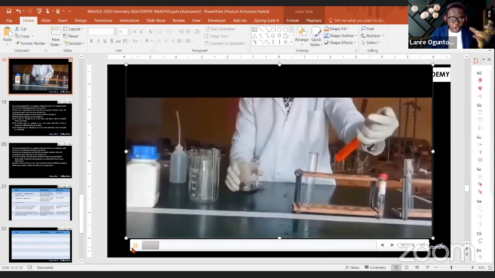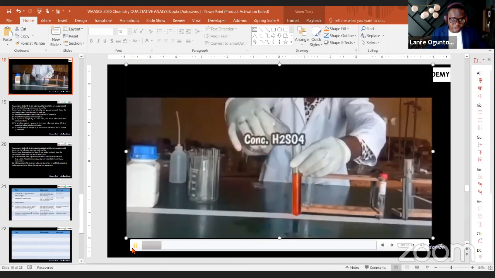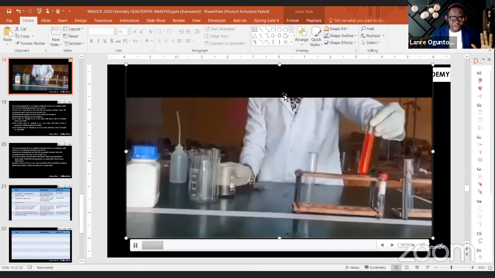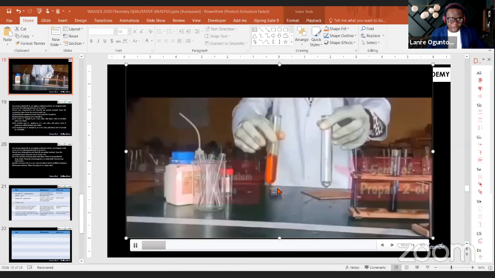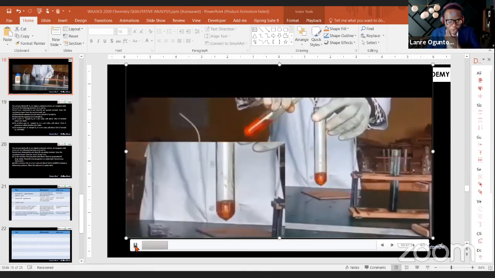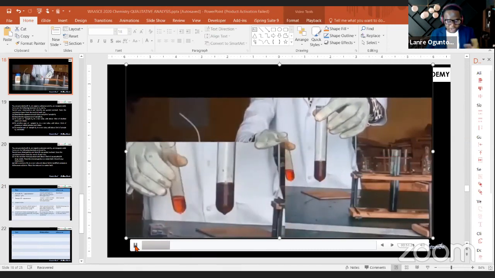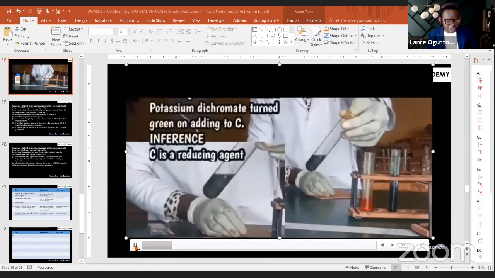Okay, that orange substance in the tube is your potassium dichromate. So this is your acidified potassium dichromate. Now, your acidified potassium dichromate plus your alcohol. Can you see mixing it together? We'll now try to warm it. This is your oxidation test.